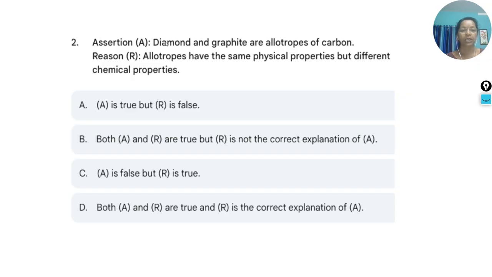Okay. So here, diamond and graphite are allotropes of carbon. That is true, because allotropes have the same physical properties. That is wrong, isn't it? So A is correct and R is false. A is true and R is false. Option A is the answer here.